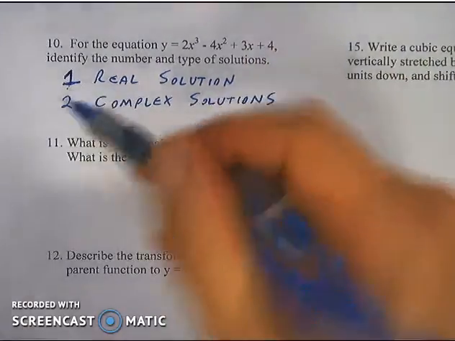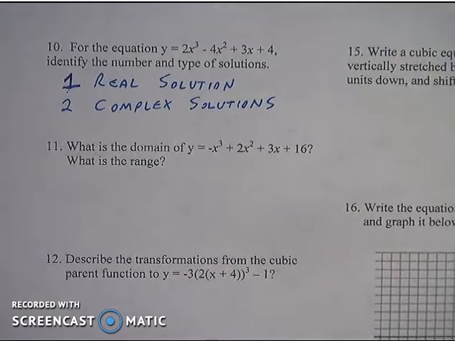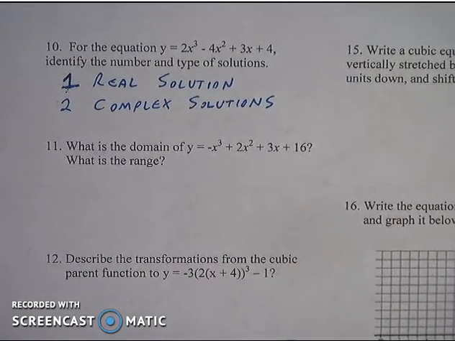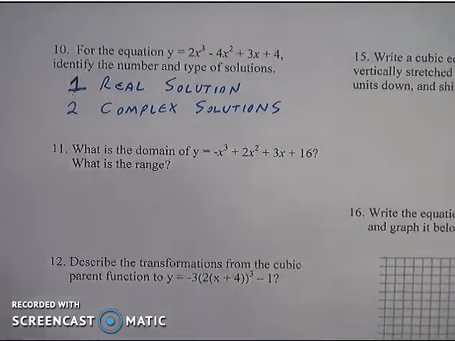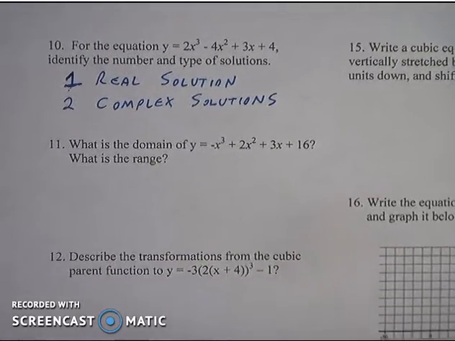So these two numbers are always going to add up to 3. You figure out how many real solutions there are by how many times it crosses the x-axis. The remaining solutions must be complex. It's as simple as that.